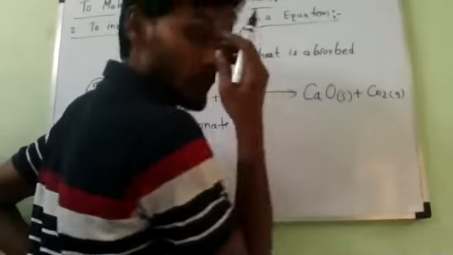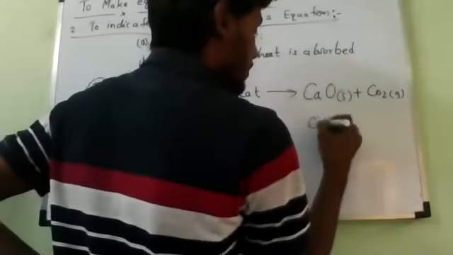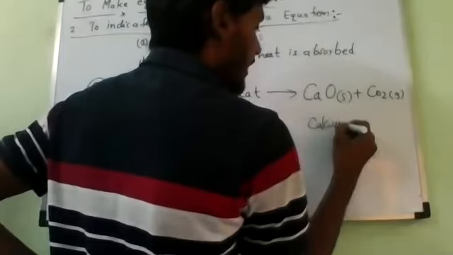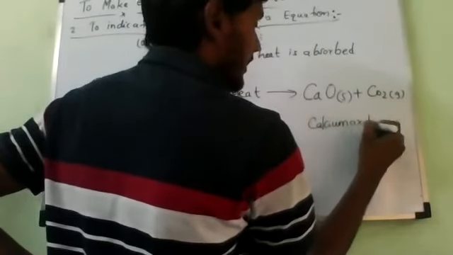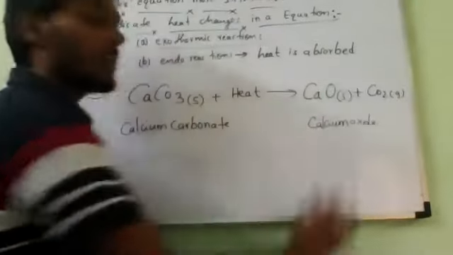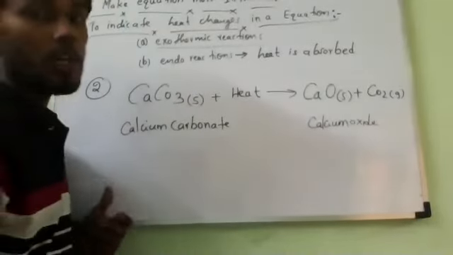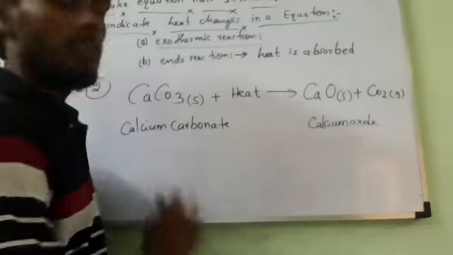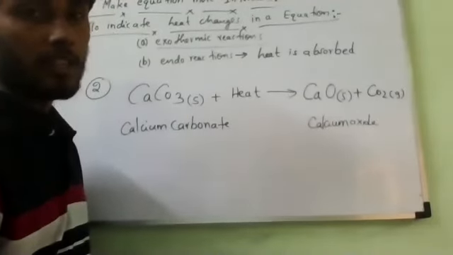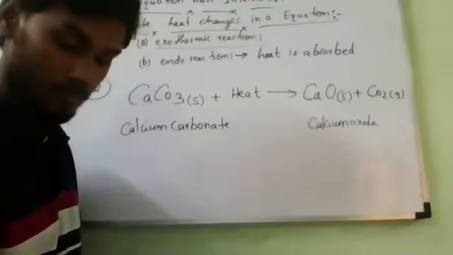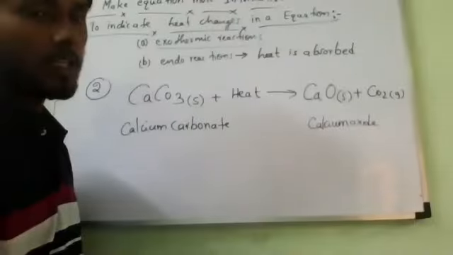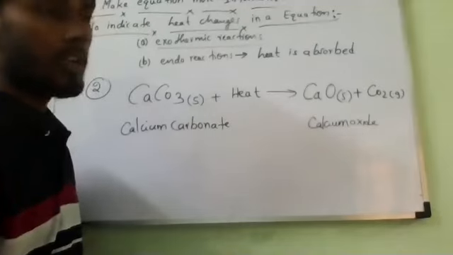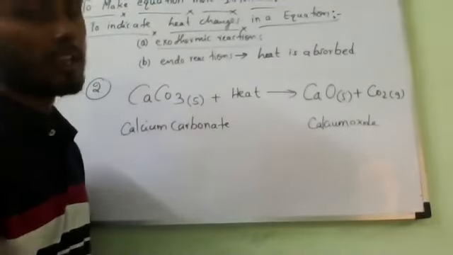Heat is absorbed here to form this. So calcium oxide, solid state, and carbon dioxide will form. So what can we say, endothermic or exothermic reaction? Endothermic reaction. As well as, you see, digestion is an exothermic reaction.